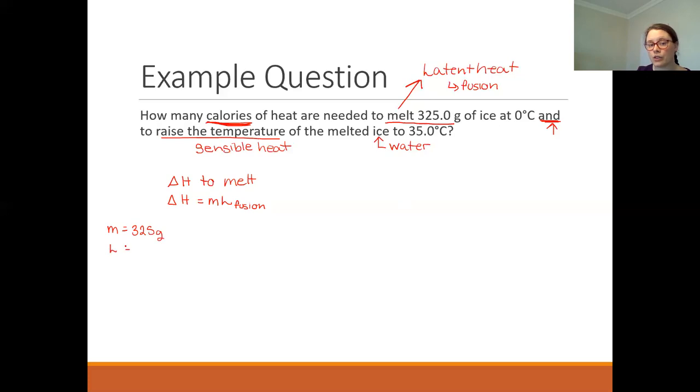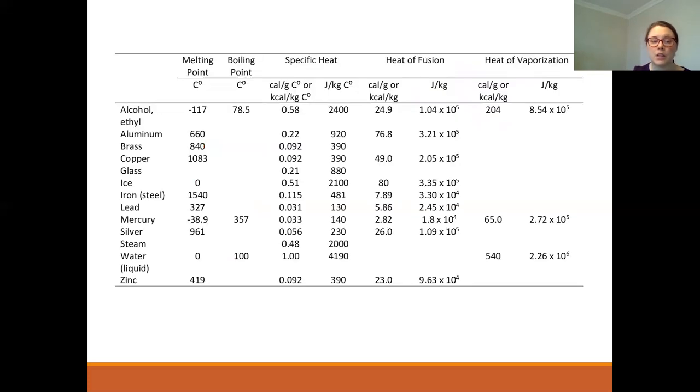L is in our chart. So let's look up the L. Remember, we want to use calories and grams. So I put it in the next slide if you happen to have them printed off, or if you have the PowerPoint and you're working with that. So we have ice, we're melting ice. So the first thing we're going to do is find ice on our table. So here's ice. And let's see how straight I can draw the line. All right, there's all our values for ice that are boxed.